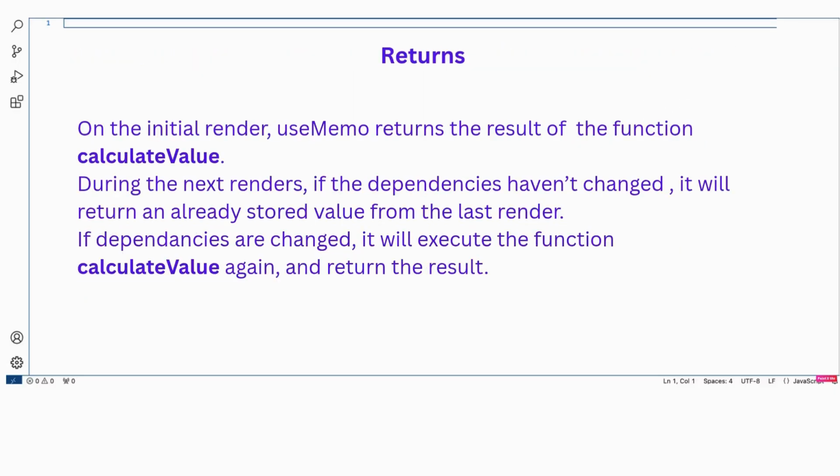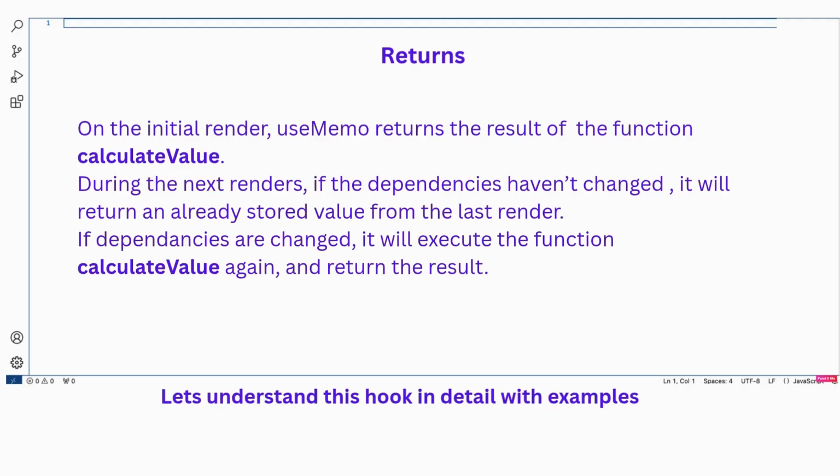On the initial render, useMemo returns the result of the function calculateValue. During the next renders, if the dependencies haven't changed, it will return the already stored value from the last render. If dependencies are changed, it will execute the function calculateValue again and return the result.